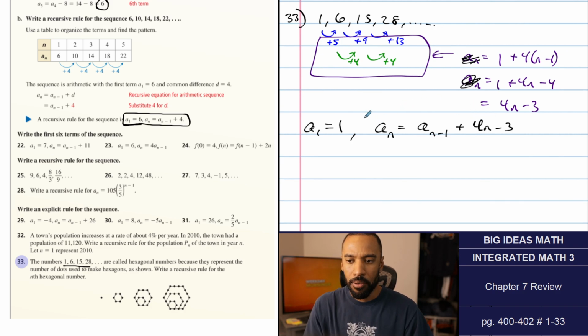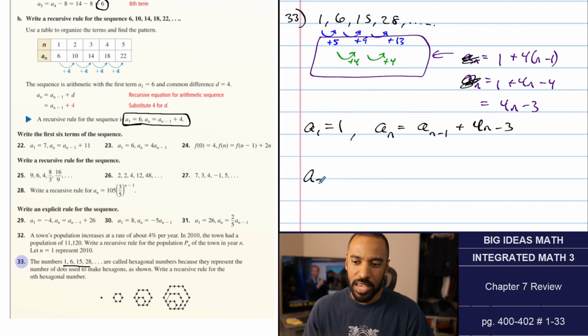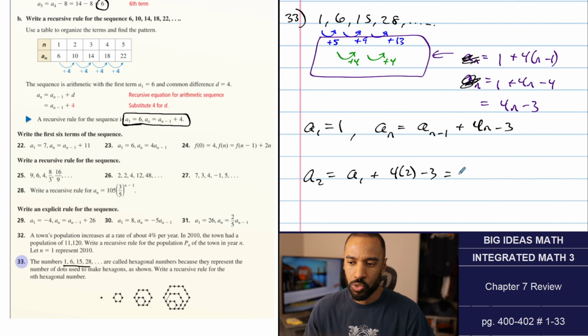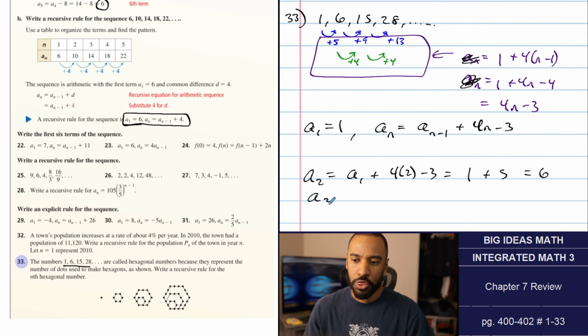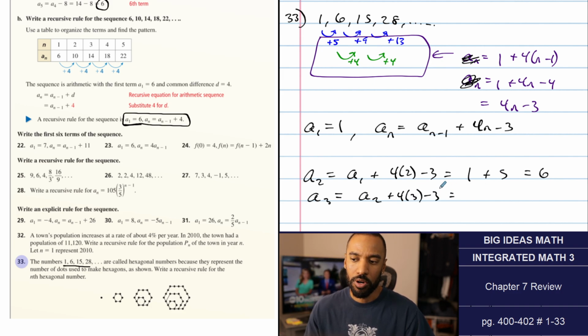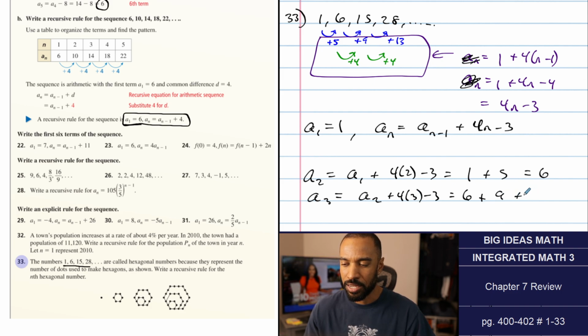To show you how this works, for the second term, we take the first term's value and add 4 times 2 minus 3. The first term is 1. 4 times 2 minus 3 is 5. That's where we get the 6. The third term takes the second term plus 4 times 3 minus 3. It's 4 more than the previous one. So that's 6 plus 12 minus 3, which is 9, which equals 15. So this does work itself out the way we want.